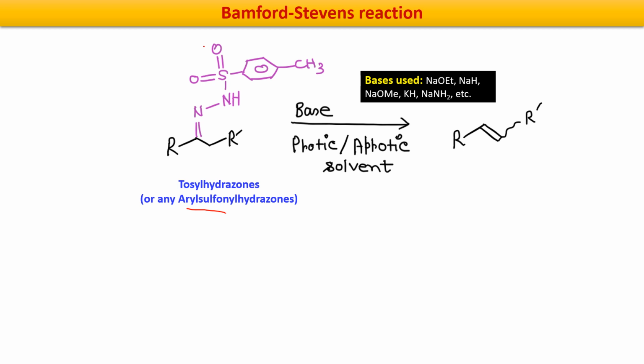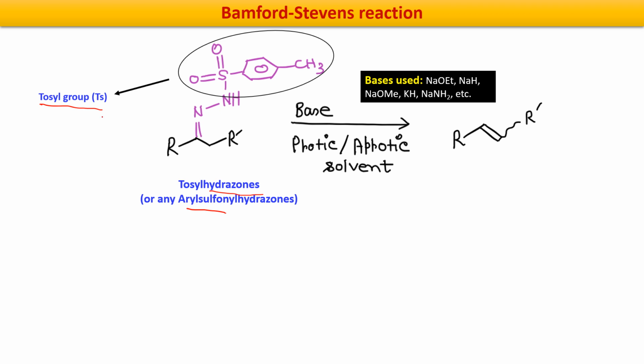That means in this group, that is SO2, then benzene ring, then methyl substitution at 4 position, there may be some other aryl group also. So that is why it is written mostly tosyl hydrazone is taken, or it may be any other aryl sulfonyl hydrazone. Now this particular group, as you can see, it is called tosyl group, TS.